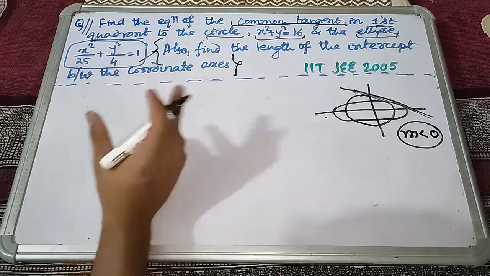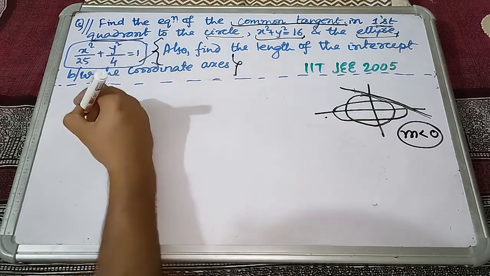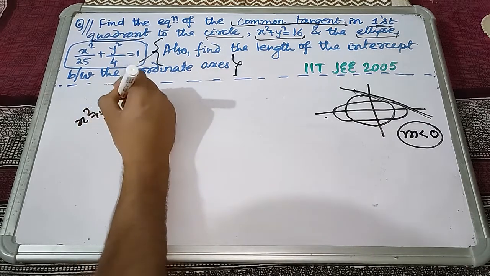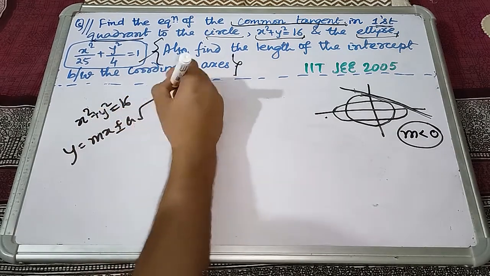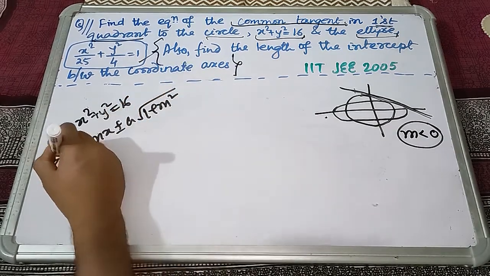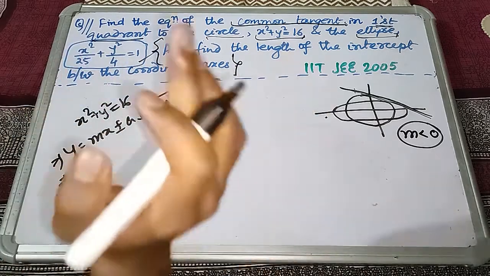Now what do we need to do? Write the equation of tangent for both the curves and then compare them. So for x square plus y square equals 16, what is the equation? y equals mx plus minus a into under root 1 plus m square. And this is why you need to study all the parts of tangent: circle, parabola, ellipse, hyperbola.